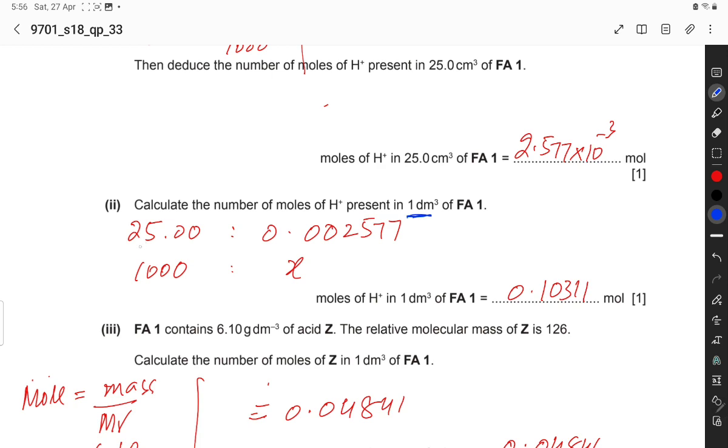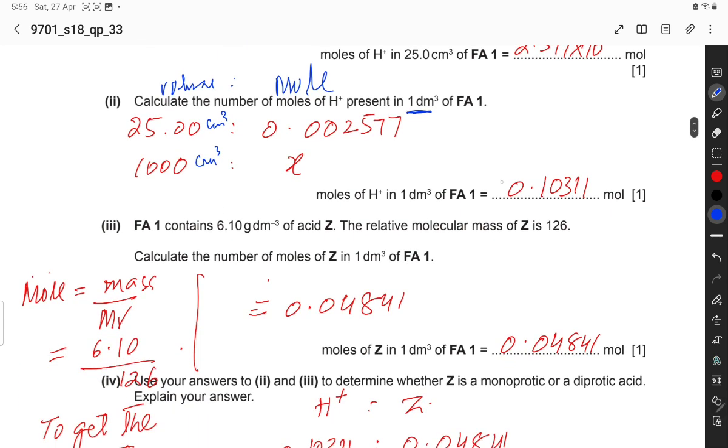Calculate the number of moles of H positive present in 1 dm cube. So this mole is in 25 centimeter cube. So using the ratio method, 25 centimeter cube, mole, ratio, volume. So this is volume and these are the moles. So if 25 centimeter cube contains 0.002577 moles, what would be the moles in 1 dm cube, which is equal to 1000 centimeter cube? So 1000 centimeter cube contains x mole.